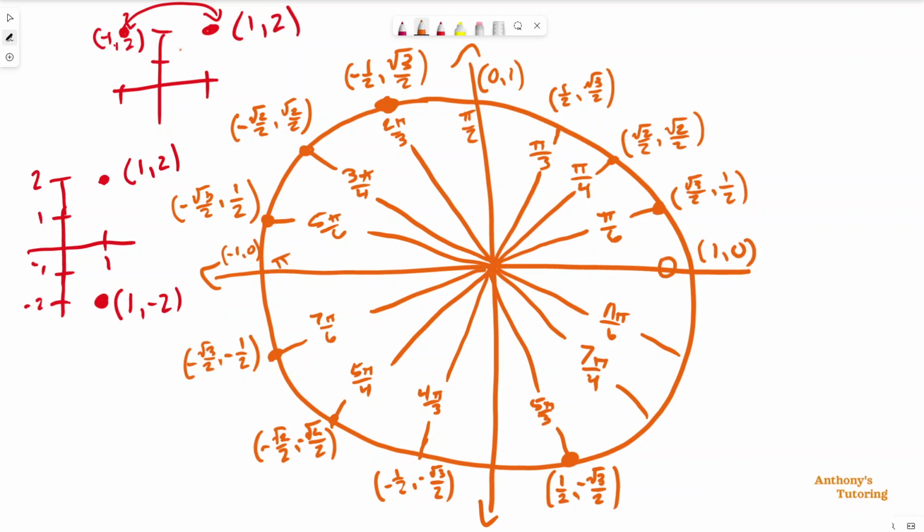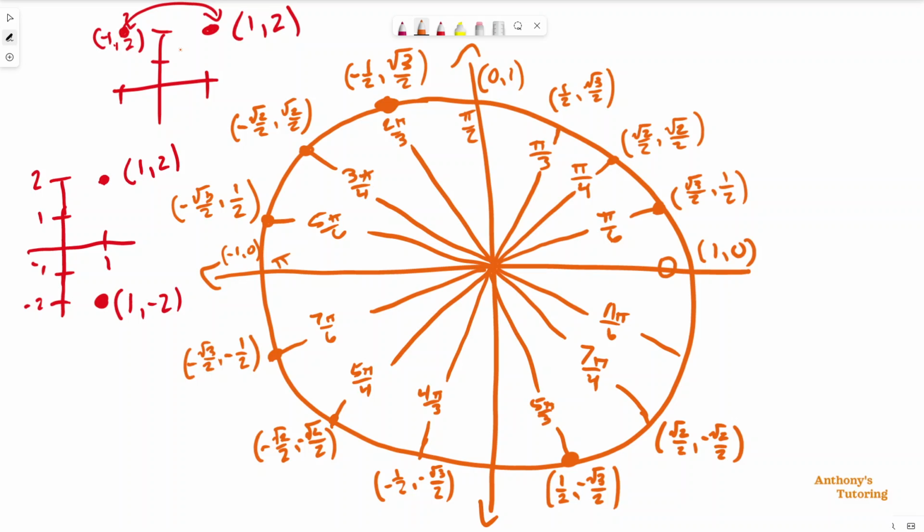Alright, 7 pi fourths. This one is another reflection over this y-axis. We reflect it across there. Alright, so the 7 pi fourths corresponds with 5 pi fourths. We're going to take the x variable and we're going to flip its sign. So the negative root 2 over 2 will become a positive root 2 over 2, comma, a negative root 2 over 2. Alright, finally, we have 11 pi 6, and this one corresponds with 7 pi 6.